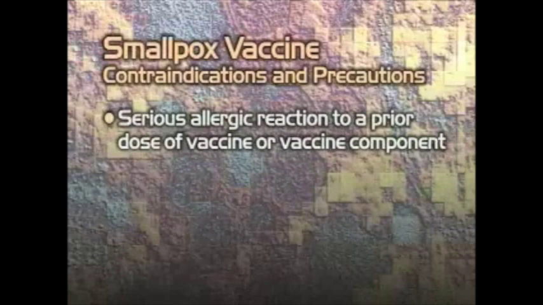As with all vaccines, smallpox vaccine is contraindicated for persons who have experienced a serious allergic reaction to a prior dose of vaccine or to a vaccine component. By serious allergic reaction, we mean anaphylaxis or symptoms of an anaphylaxis-like reaction, such as generalized urticaria, wheezing, or difficulty breathing.